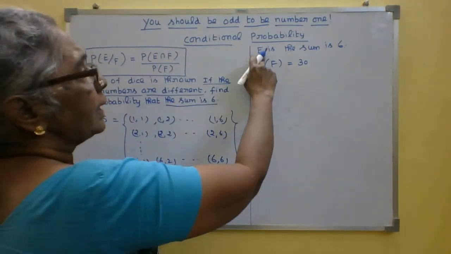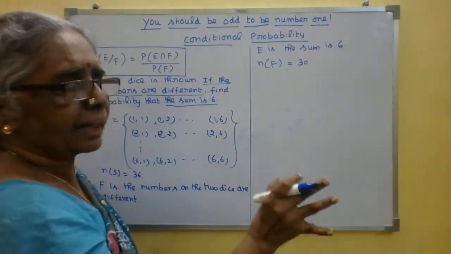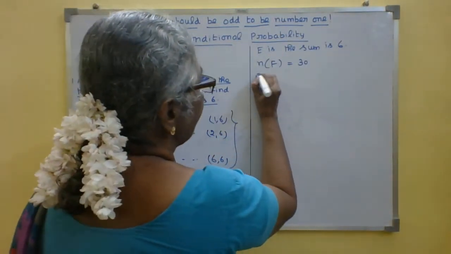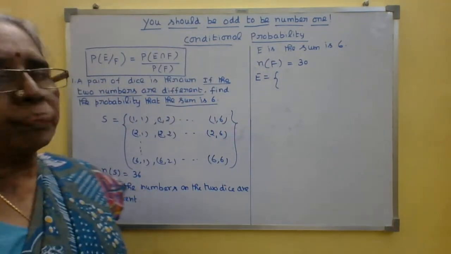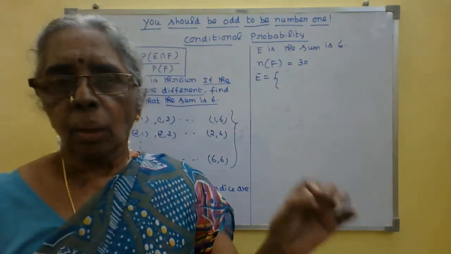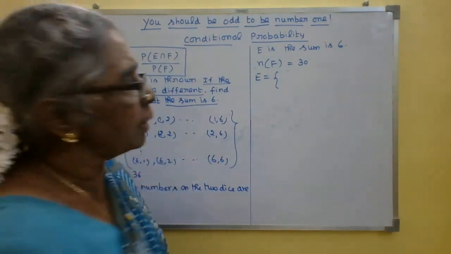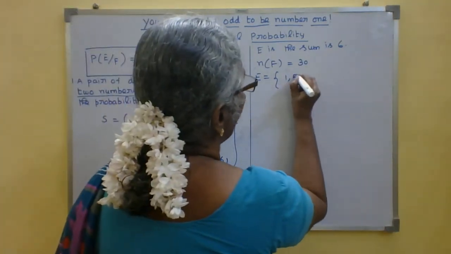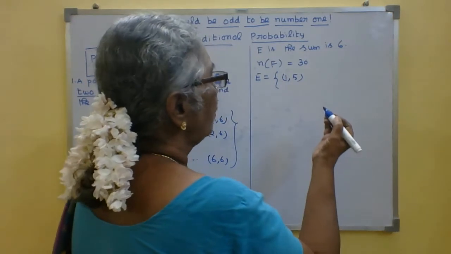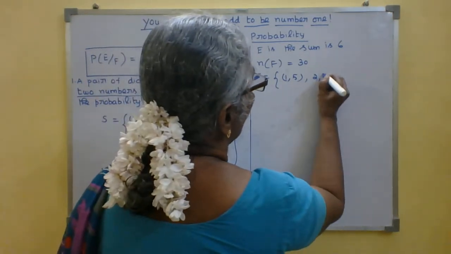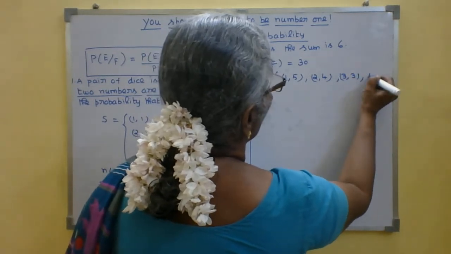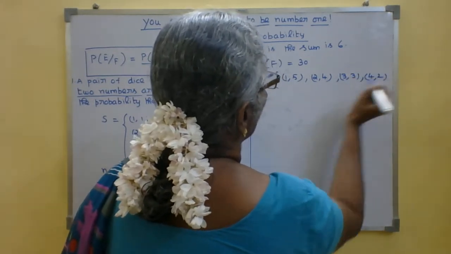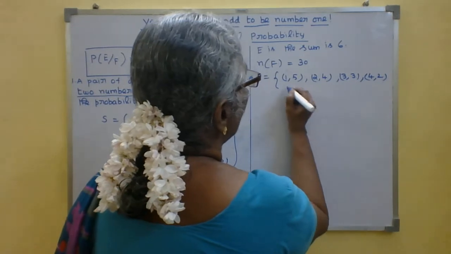Then your E is, the sum is 6. Let me write my E. Consider the first row. How can we get 6 there? 1,5, because 1 plus 5 will be 6. So you get 1,5. Come to the second row, you will get 2,4. Third row, 3,3. Fourth row, 4,2. Fifth row, 5,1.